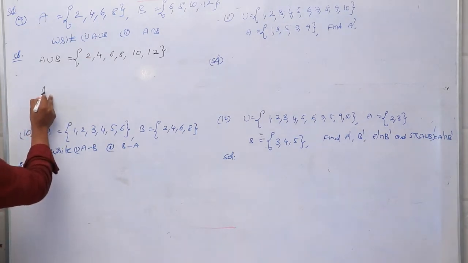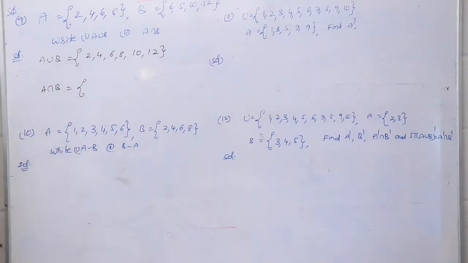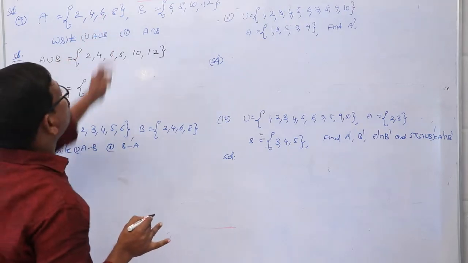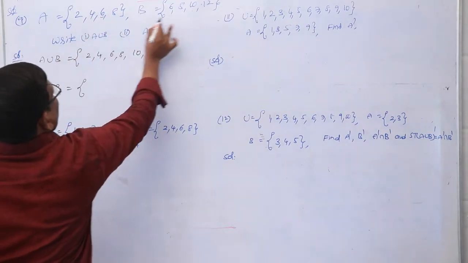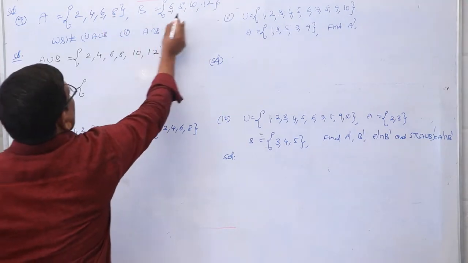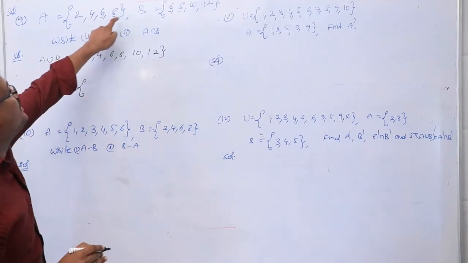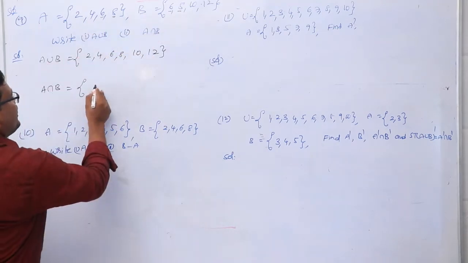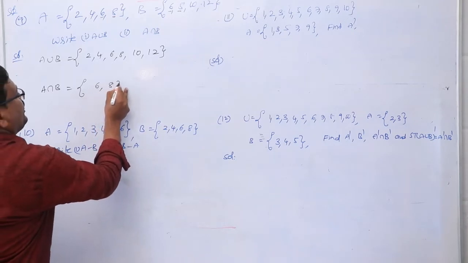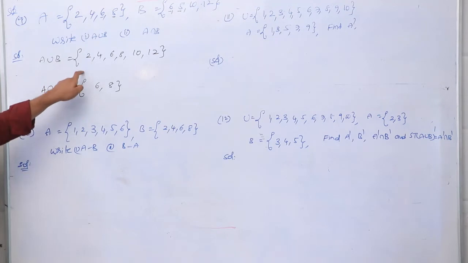Next, what is A intersection B? A intersection B is the common elements in the two sets. Here 6, 6 we have in common, and here also 8, 8 we have in common. Therefore, the common elements in both the sets are 6, 8. Did you understand? This is A union B and A intersection B.